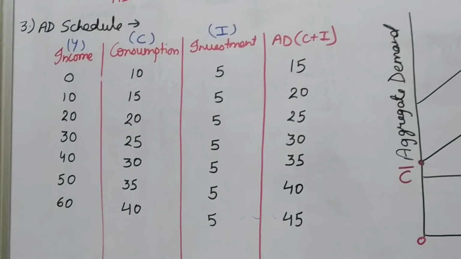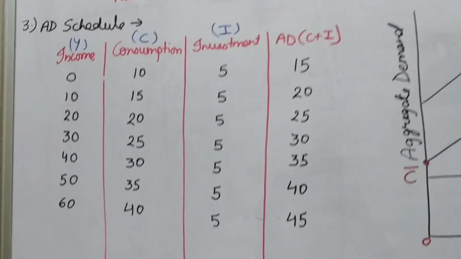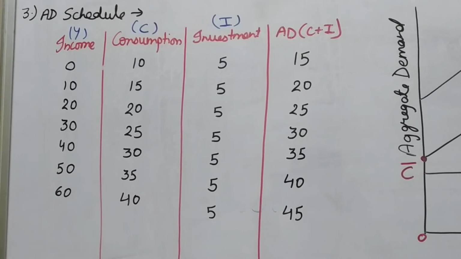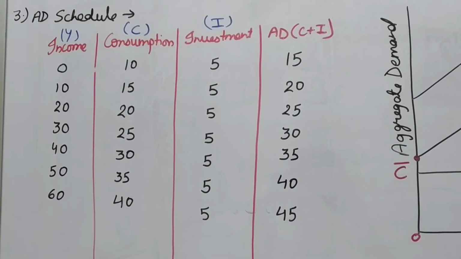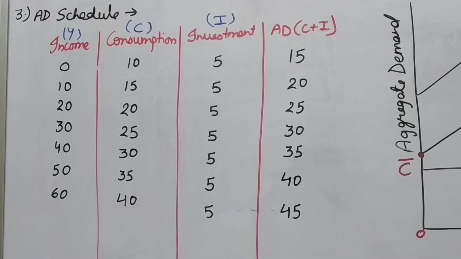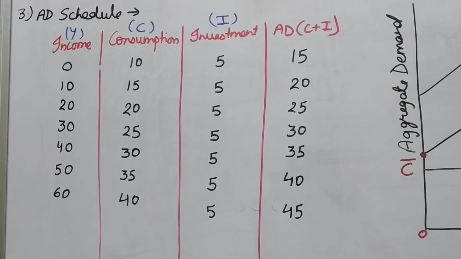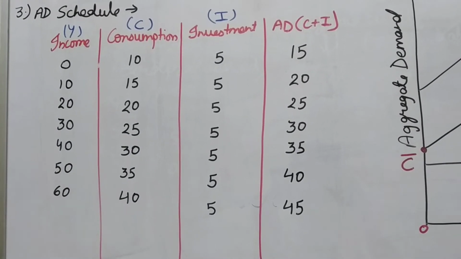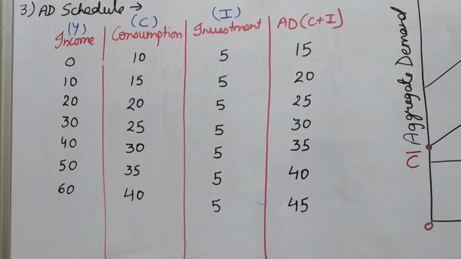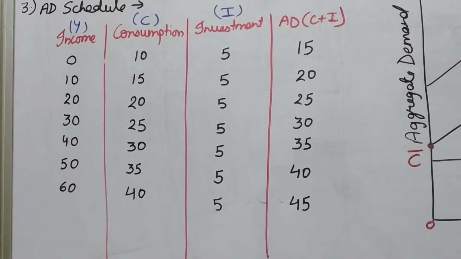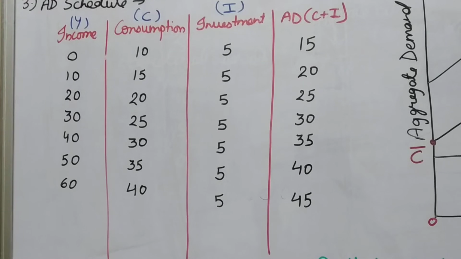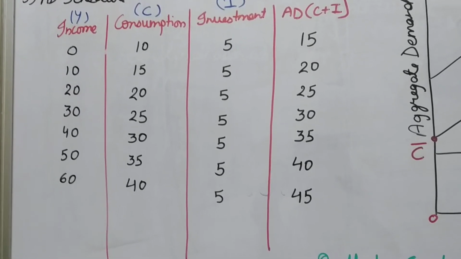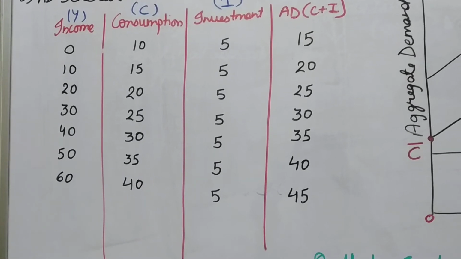Okay, now see that income increases from 0 to 10, so his consumption also increases, but you can see his consumption increases more as compared to the income. After that, income increases to 20, then you can see his consumption is equal, 20 equals 20. After that, income increases to 30, his consumption also increases from 20 to 25. Then income increases, consumption also increases, but now income increases more and consumption lags behind income.